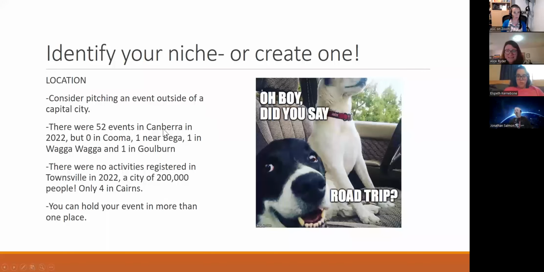So for example, I did some data crunching for you as a little bit of an explore. Really, I would super strongly encourage you to think about pitching an event that's going to be held outside of a capital city. There were 52 events in Canberra in 2022 for National Science Week, but there were 0 in Cooma, which is an hour away from Canberra. You could go on a day trip to Cooma and do an event in Cooma. You would get to be the only National Science Week event in Cooma. There was one event near Bega, there was one event in Wagga Wagga, and there was one event in Goulburn.